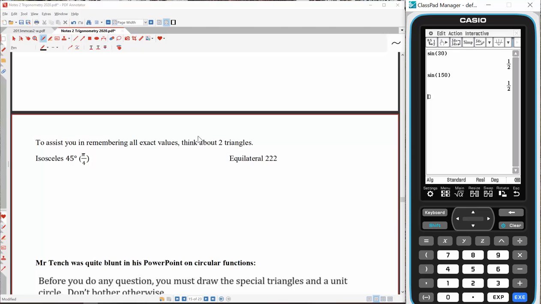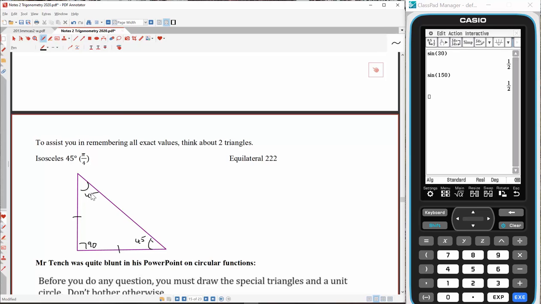Now, how do we remember our exact values? Okay, so what we do is we think about two triangles. I call this the isosceles 45. Okay, so here it goes. Okay, I should rule this up. So this is the first one that you would draw. This is the isosceles 45, 45, and 90-degree triangle.